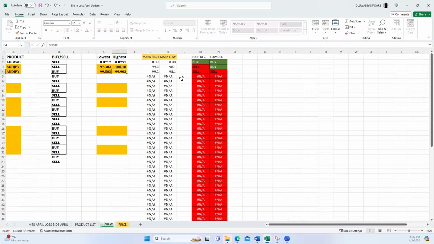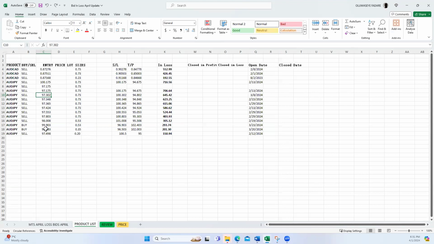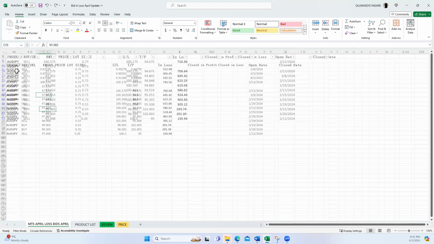According to this rule, with this price, because this currently is a sell, as you can see, we are going to look at the highest price, which is 100.18. Anytime the market goes above 100.18, we start our buy. Anytime the market goes above this, it will be able to recover any loss that we have on buy. So according to this list, all these products that we have on sell, if the price should go above 100.175 according to this rule, then it becomes a buy and not a sell. That's what it means.